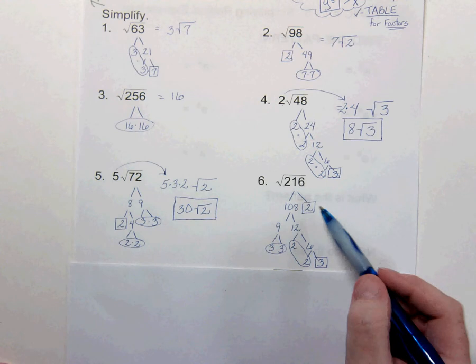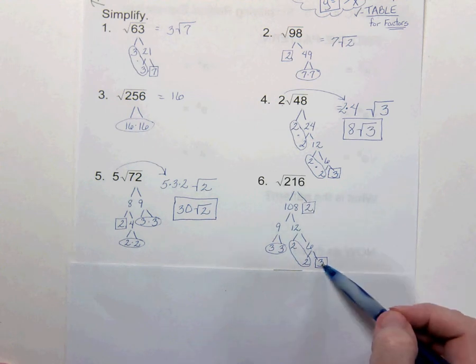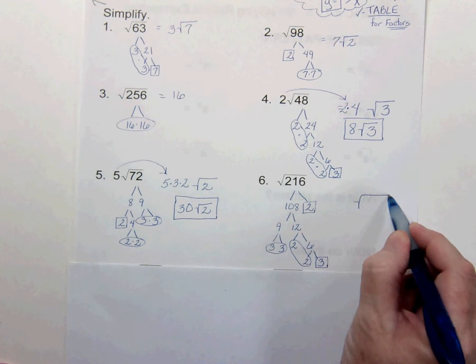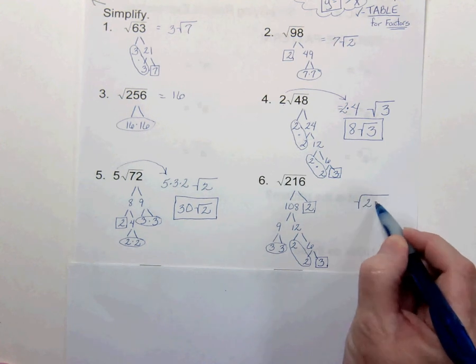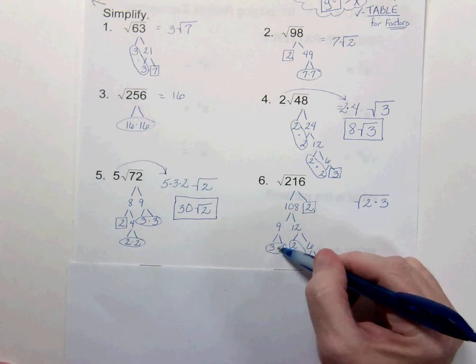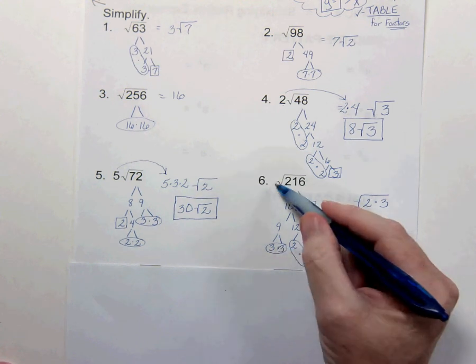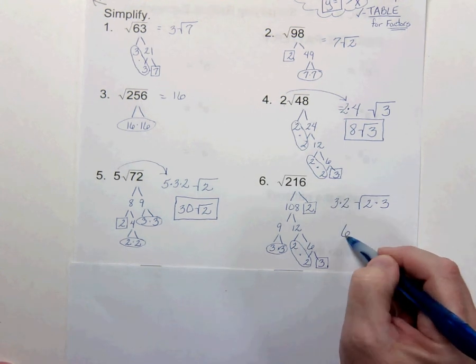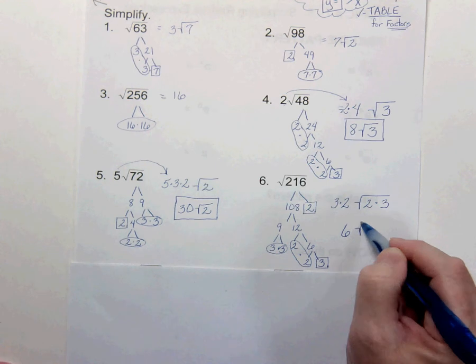So you have a 2 left over and a 3 left over, so that has to be multiplied together under the radical sign. Maybe I should just put it in steps. The 2 and 3. Then you have on the outside this 3, this 2, and there's nothing else. So it's a 3 and a 2 on the outside. You just have to remember it's multiplication. So this actually becomes 6 square roots of 6.